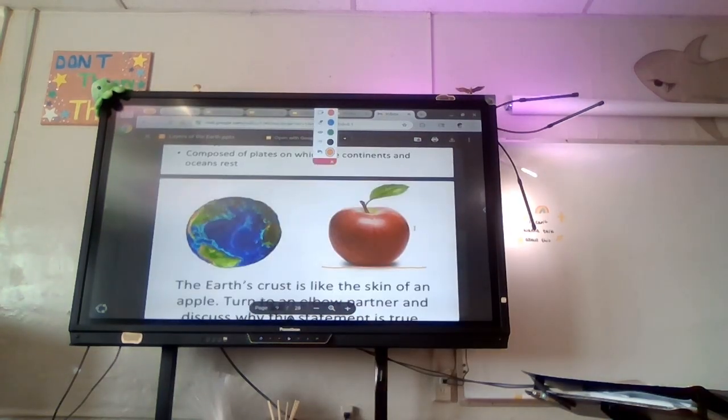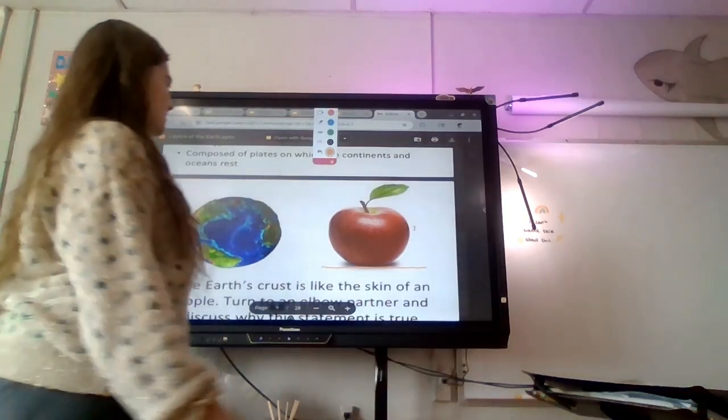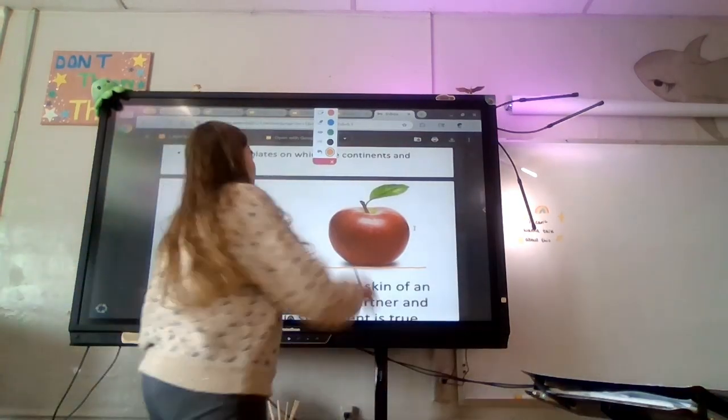One way to think about crust is it's like the skin of an apple. Why could you use that metaphor? Because it's less than 1%. It's just real thin. It's thin, it's tough, it's brittle.